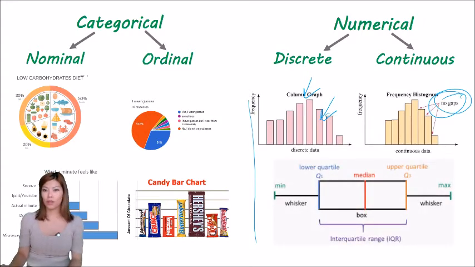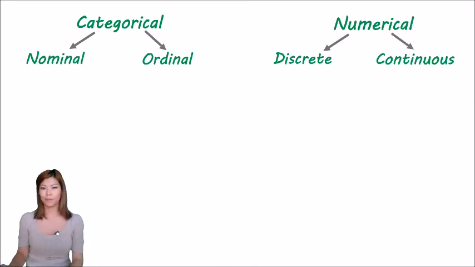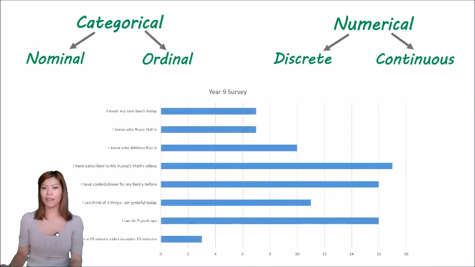We could also use box and whisker plots because there's mean, median, mode, and then we can go into quartiles later on as well. Let's see if you understood. Let's have a look at a few examples.